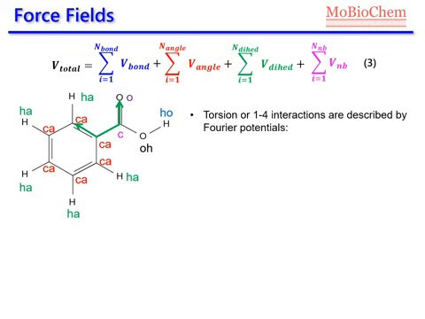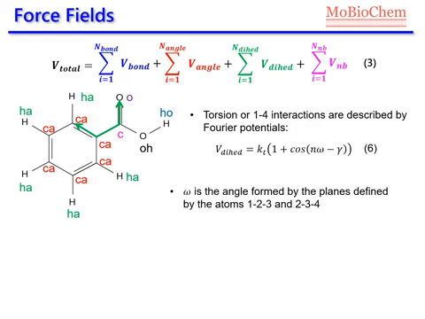For this kind of interaction, we usually use the Fourier equation, which is this one, equation number 6, where omega is the dihedral angle formed by the plane defined by the atoms 1, 2, 3, and the plane defined by the atoms 2, 3, 4. In other words, in our example, we will have a plane defined by the atom Ca, the second atom Ca, and this atom C. So this is the first plane, Ca, Ca, C. And we will have a second plane which is defined by the atoms Ca, C, O.